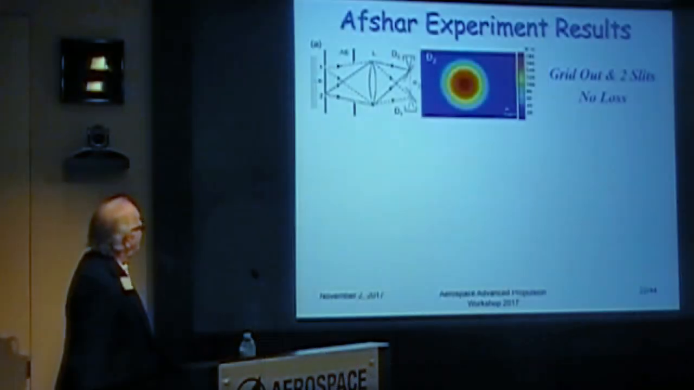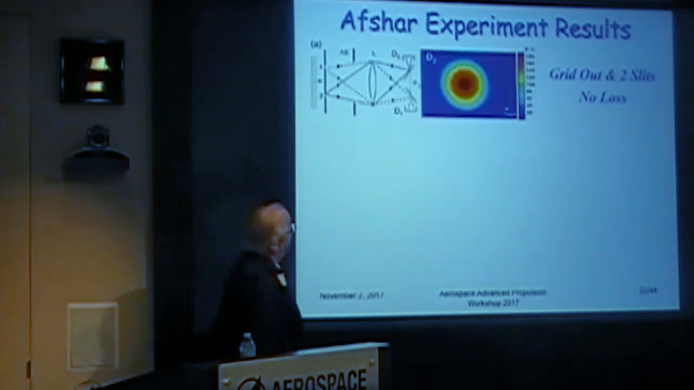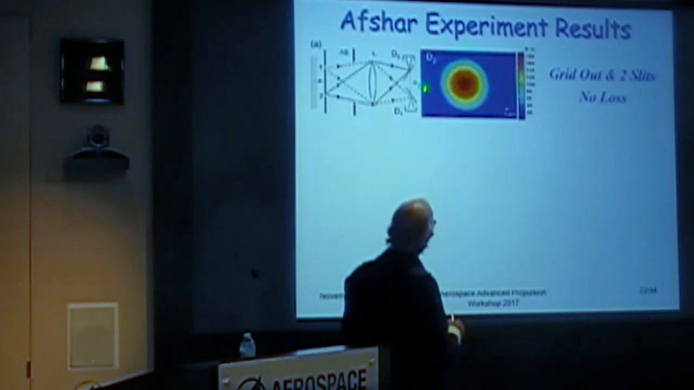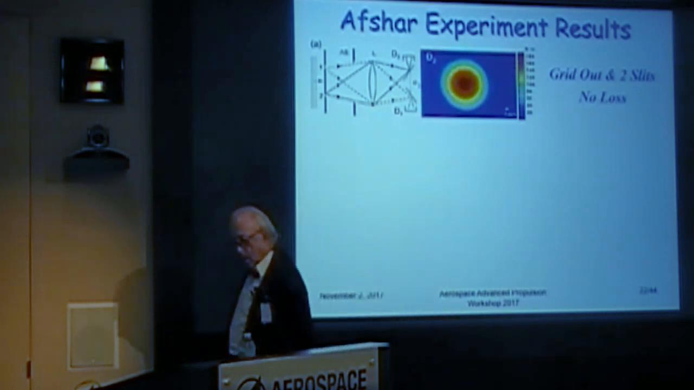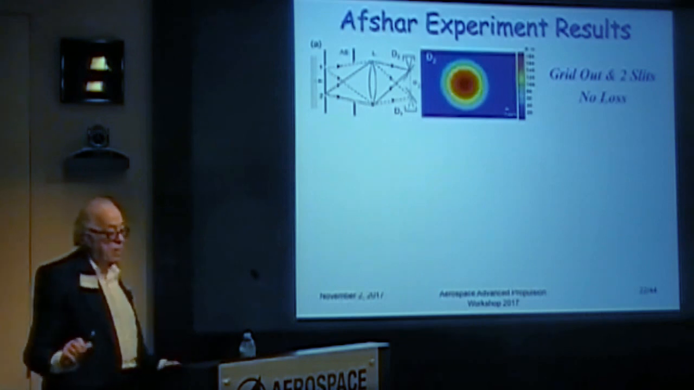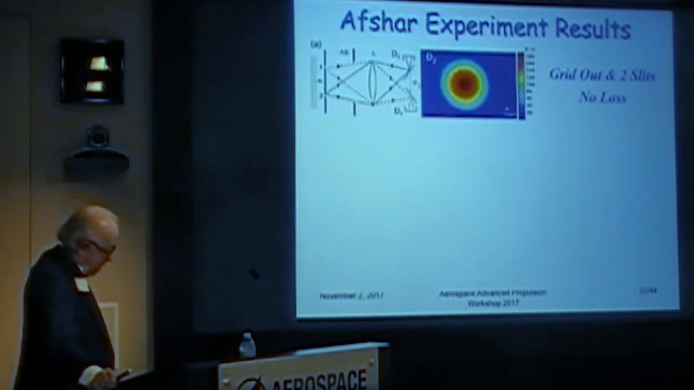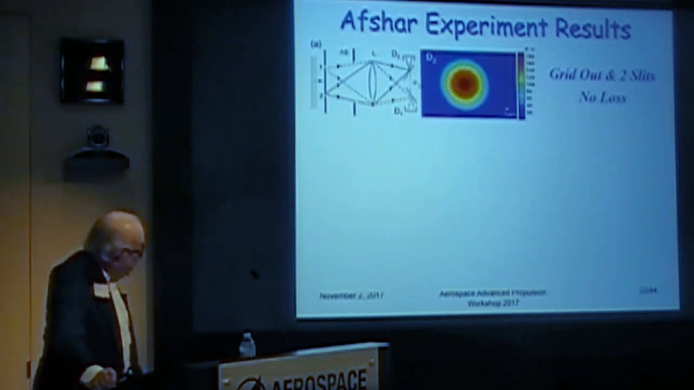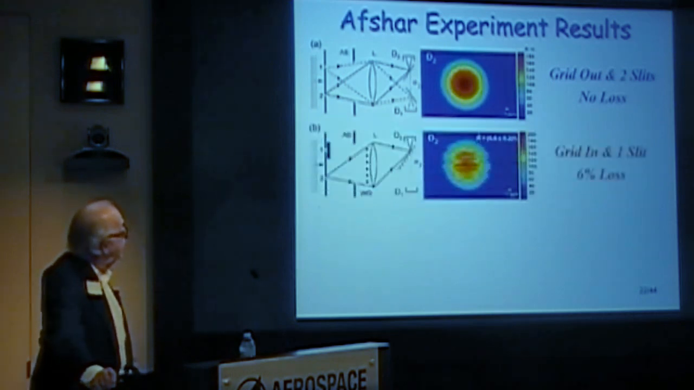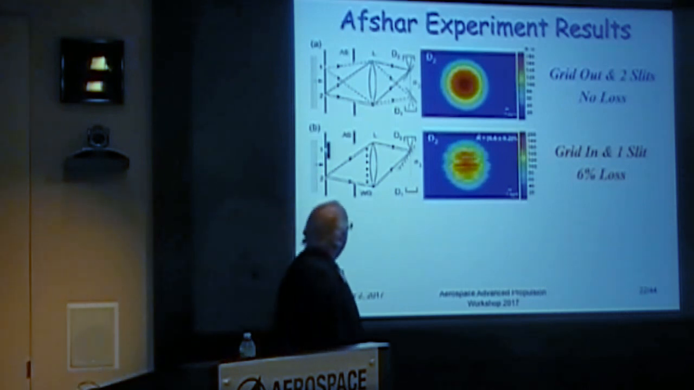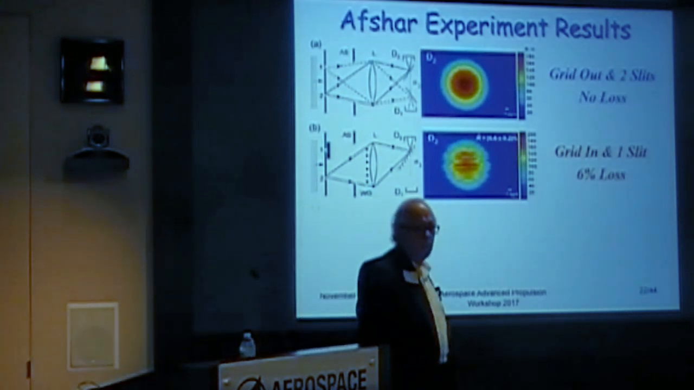Okay, here's the experimental results. This is what you see with no grid and the light going through both slits. You see this sort of baseline image that looks like that. By the way, this work was done by Shahriar Afshar while he was a visiting scientist at Harvard. And he had a lot of trouble getting it published because a lot of people didn't like the results of his experiments. When did you do this? About 12 years ago.